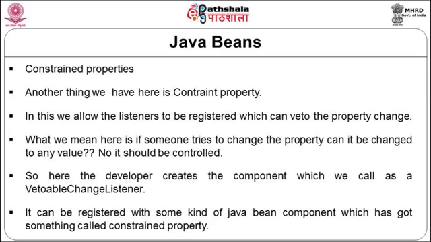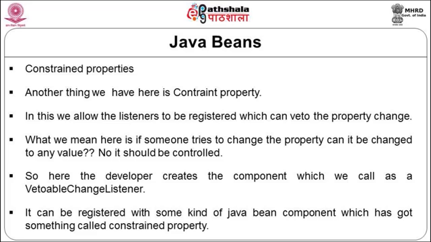We have seen the simple property, we have seen the indexed property, a property with an array, and now we have seen the bound property. Another kind of property which we have here is the constrained property. A constrained property is again a property for which we allow listeners to be registered who can veto a property change.